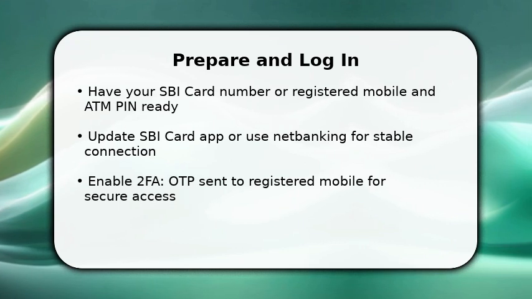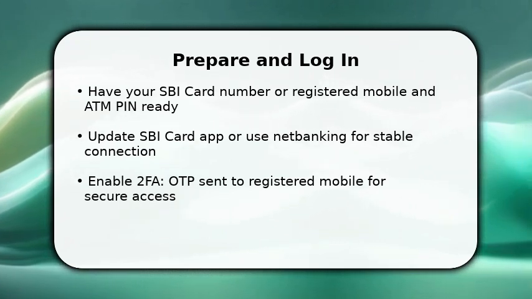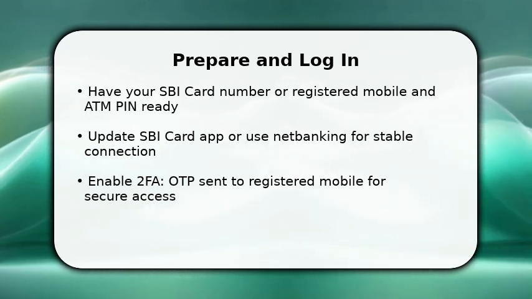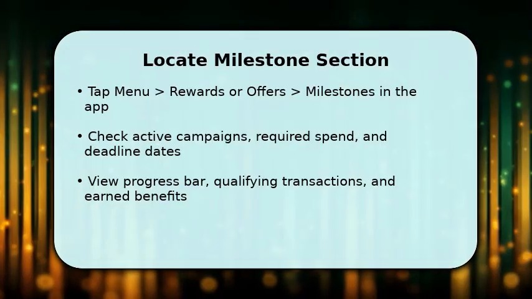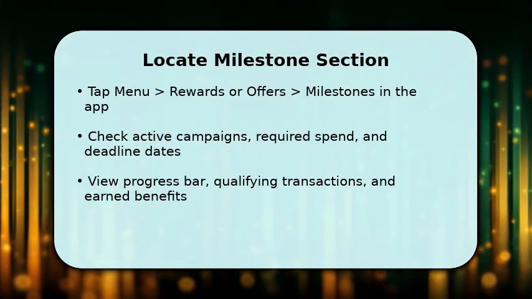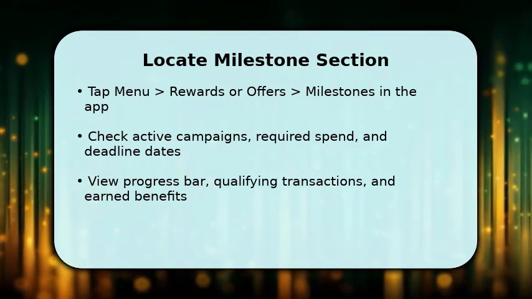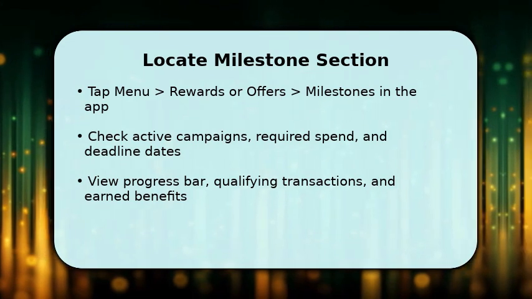If you have multiple cards, select the specific card you want to check. This avoids checking progress on the wrong card and saves time. You next navigate the app or portal to the Rewards, Offers, or Milestones area. It's typically under Menu. Once there, find the active milestone campaign tied to your card.